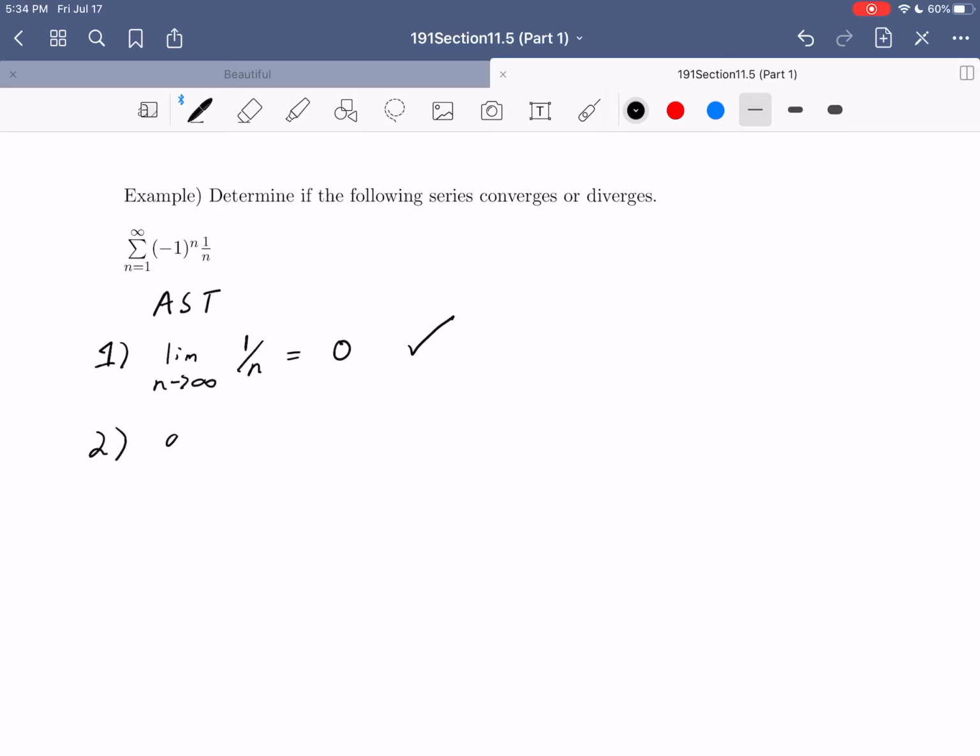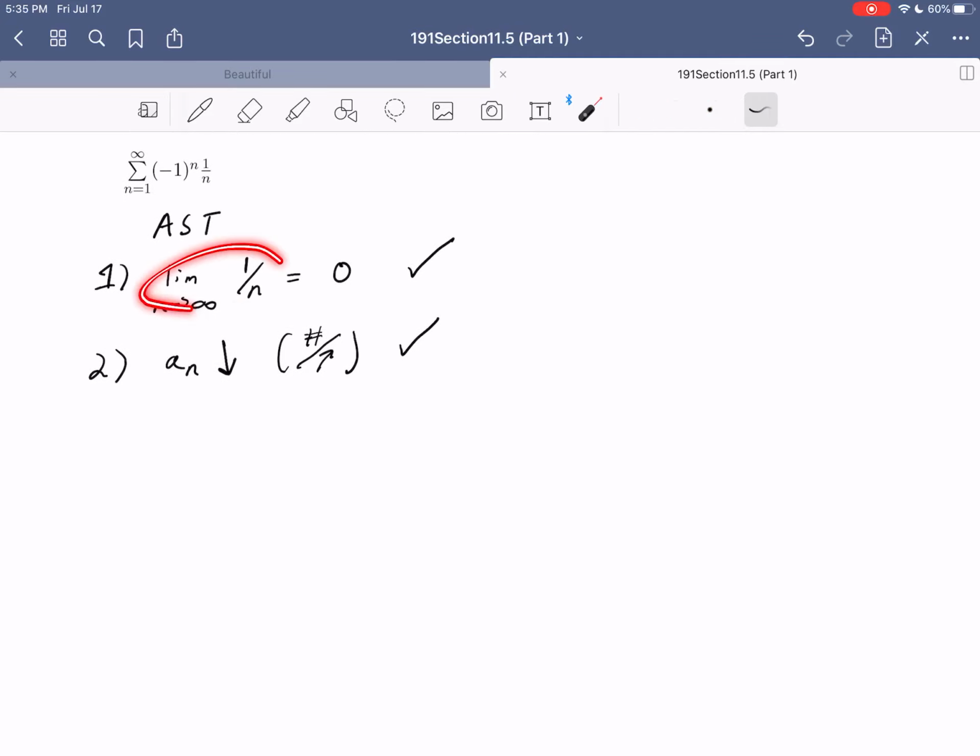The second thing is we need a sub n to be strictly decreasing. We could look at the corresponding function, f of x equals 1 over x, and take the derivative, but there's no need to. 1 over n is obviously decreasing. It is a number, 1, over something that gets larger and larger. That is a guaranteed decrease, and that's sufficient for us. The only time we need to pull out that derivative technique is if both the numerator and denominator were getting larger in size. In this case, check. So we have that the limit is 0. We have that the sequence is strictly decreasing.